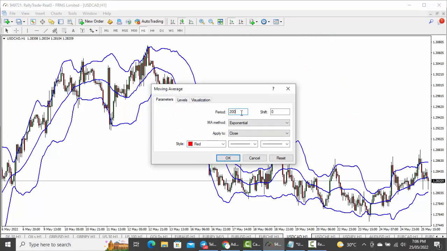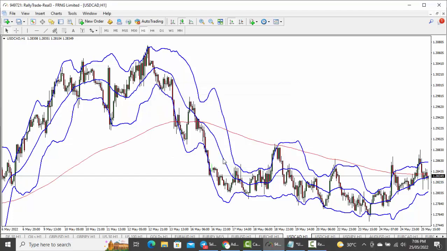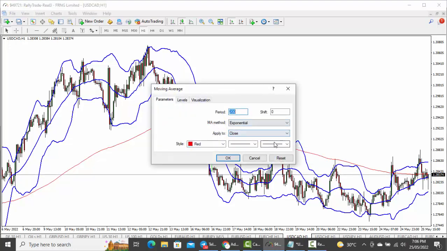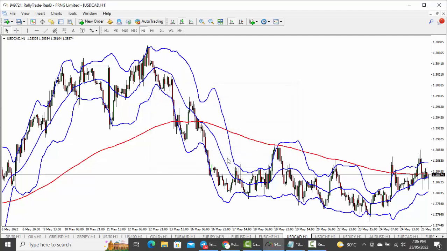I change the period to 200, the MA method to exponential, apply to close, and the style, the color red. I decide to go with red so I would be able to distinguish between the Bollinger Band and the moving average. It's not good for us to have the same colors for the Bollinger Band as well as the moving average. At the end, I click on OK. Then I get to see the moving average. Maybe I should also increase the thickness slightly, second level this way, then OK. So it's a bit thick now.